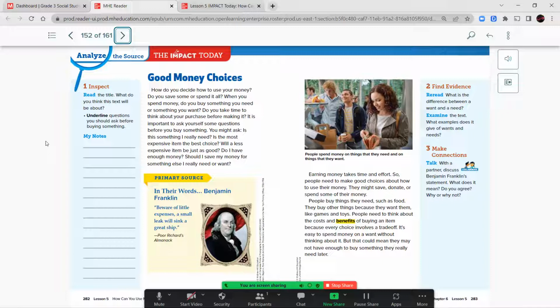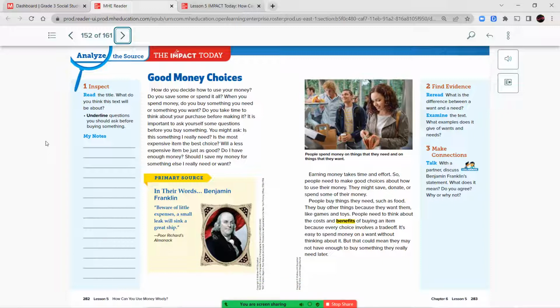Now, in our blue bars, it says, read the title. What do you think this text will be about? Underline questions you could ask before buying something. Number 2, reread. What is the difference between a want and a need? Examine the text. What examples does it give of wants and needs?